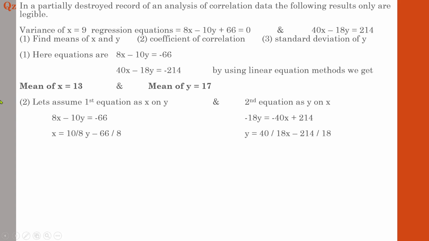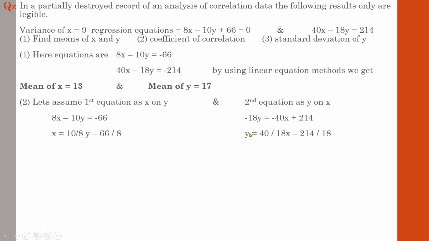So for the time being, let us assume the first one is x on y and the second one is y on x. You can use any method. As per the x on y situation, x equals ay plus or minus b. So x equal to 10 by 8 y minus 66 by 8.